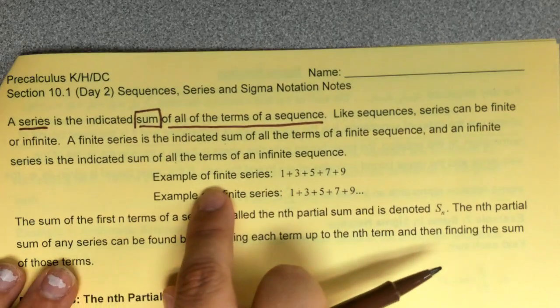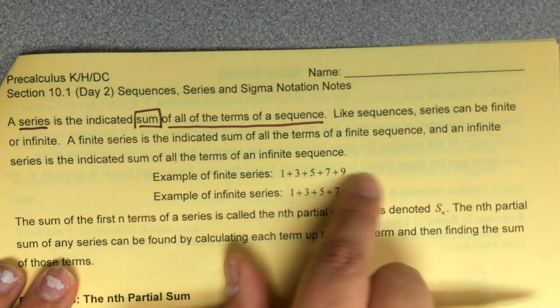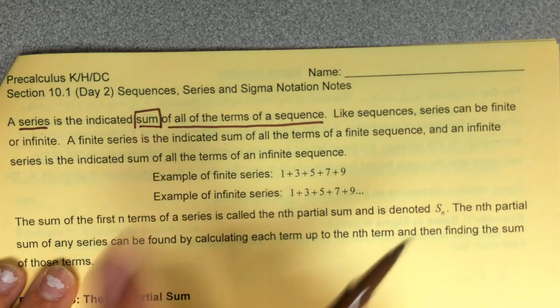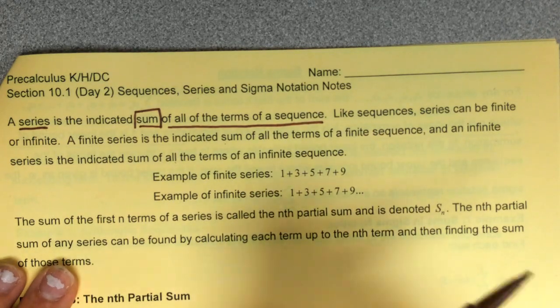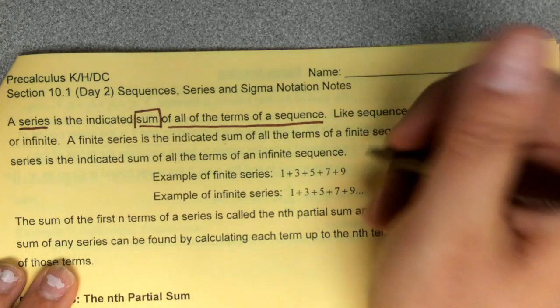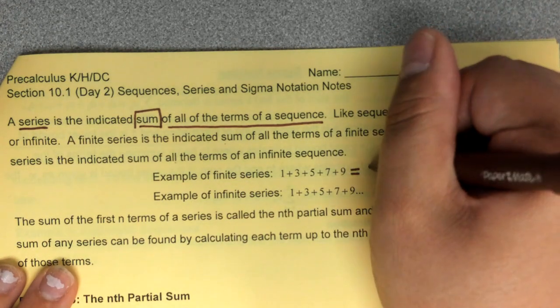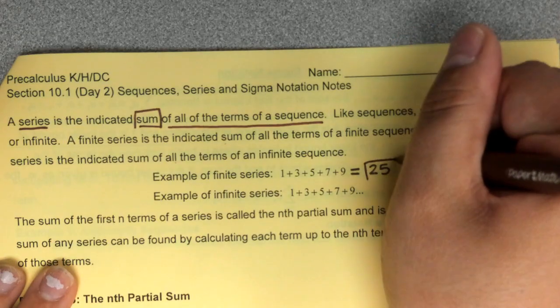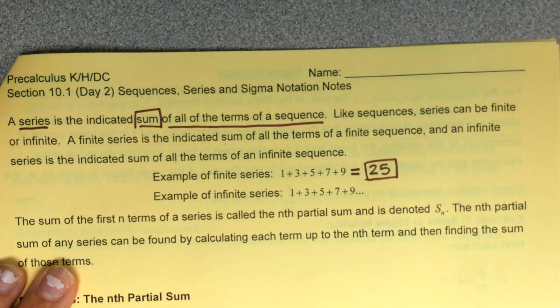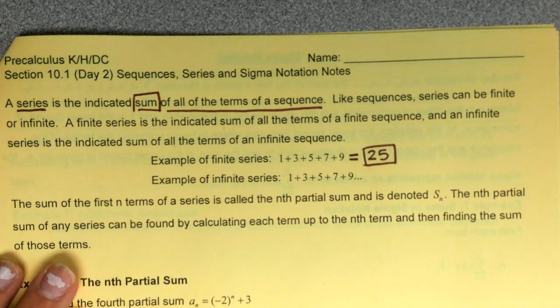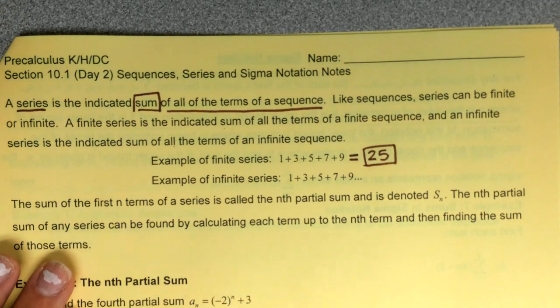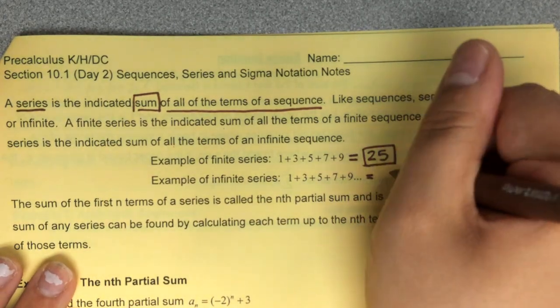So, if I have a finite series, sequence 1, 3, 5, 7, 9, the series is 1 plus 3 plus 5 plus 7 plus 9, which gives me what? 25. So a series is a sum. You're always going to have the answer, which is the sum. What if I have an infinite series of 1 plus 3 plus 5 plus 7 plus 9 plus going on forever? It is infinity.